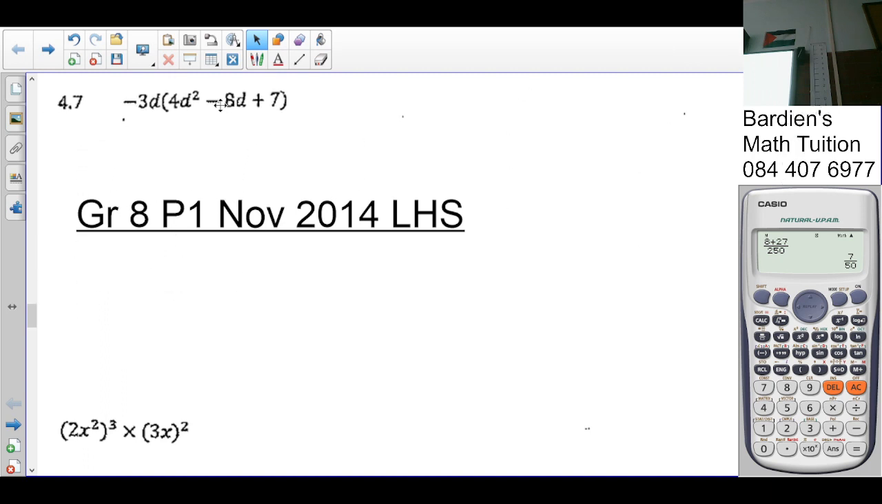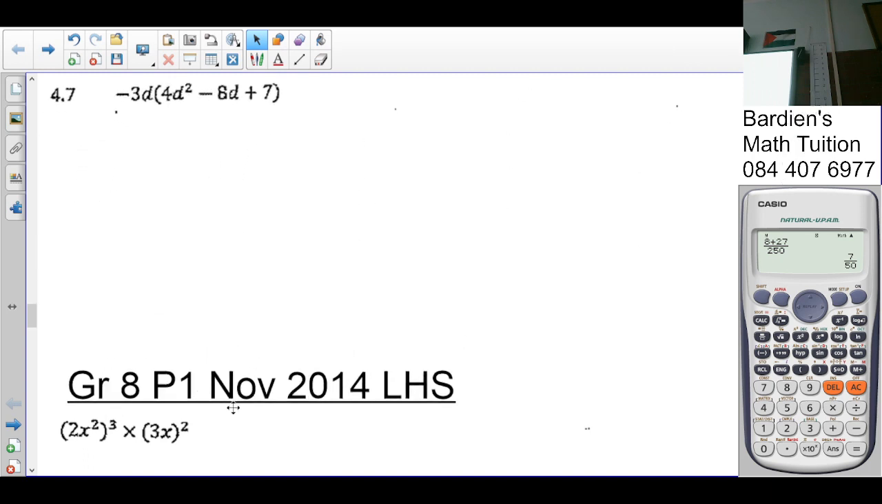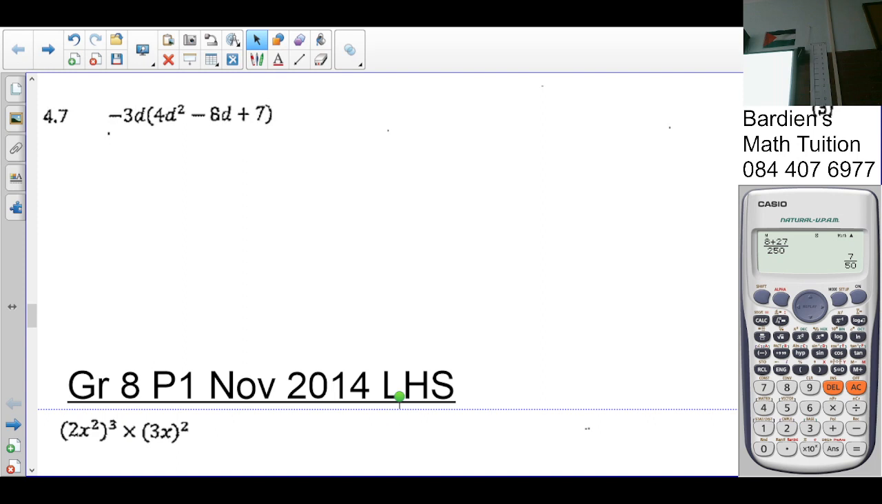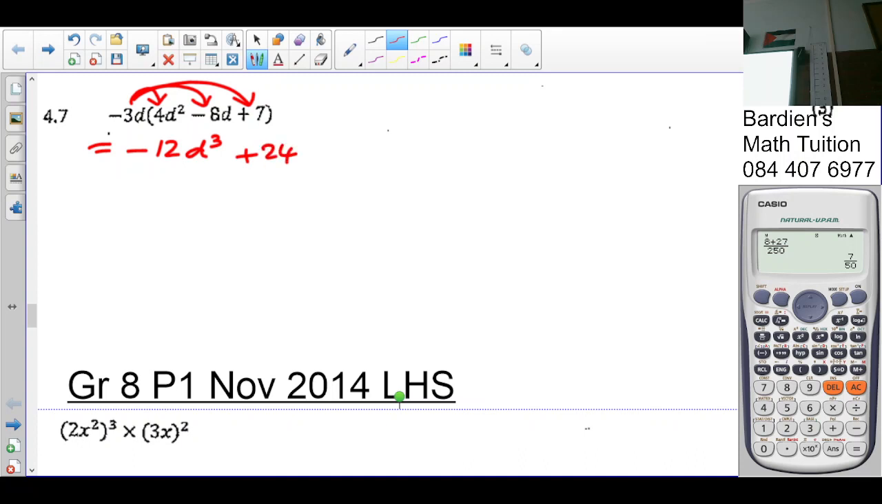Alright, so 4.7. So what do we do here? We're going to multiply out, get rid of the brackets, not so? So negative 3d times 4d squared, negative 12d cubed. Negative 3d times negative 8d, positive 24d squared. Okay?